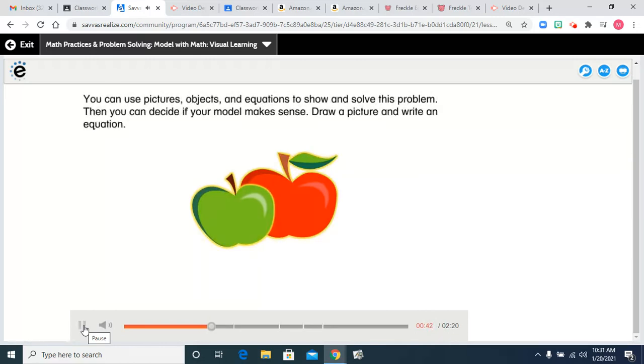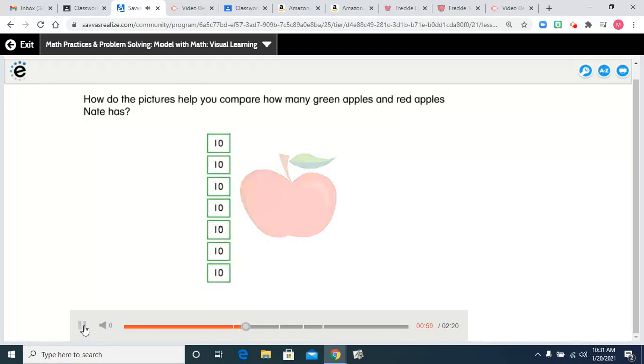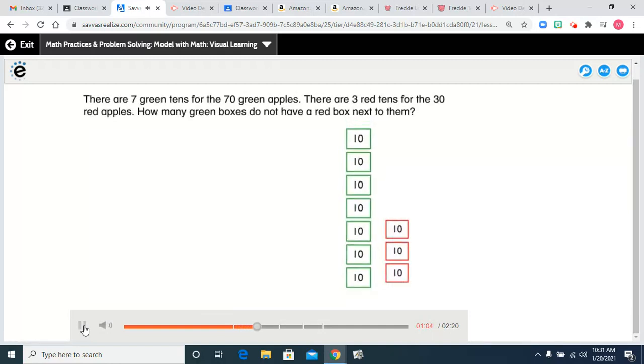You can use pictures, objects, and equations to show and solve this problem. Then you can decide if your model makes sense. Draw a picture and write an equation. How do the pictures help you compare how many green apples and red apples Nate has? There are 7 green 10s for the 70 green apples. There are 3 red 10s for the 30 red apples. How many green boxes do not have a red box next to them? Select your answer.